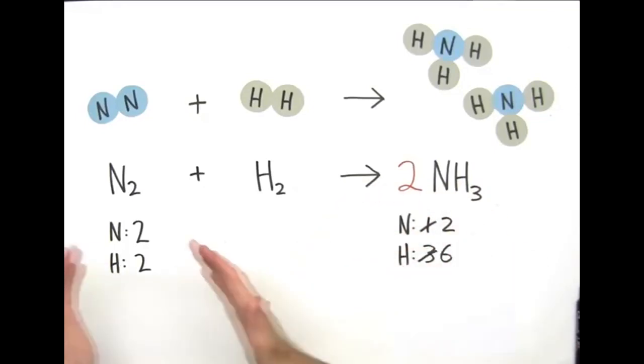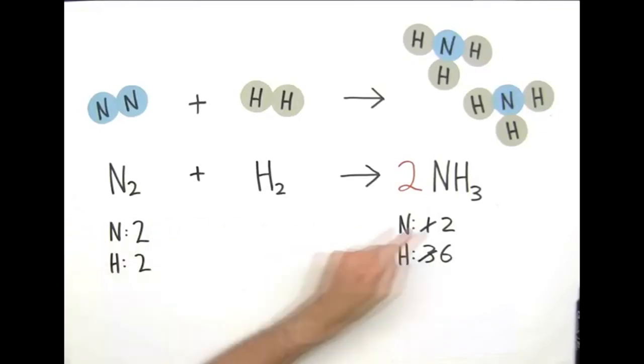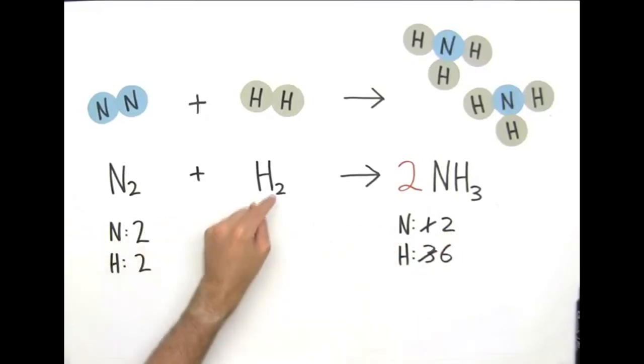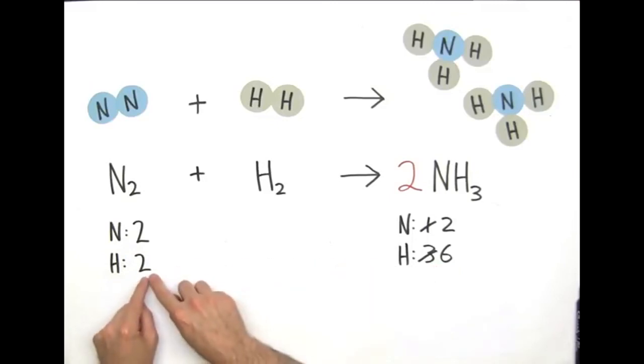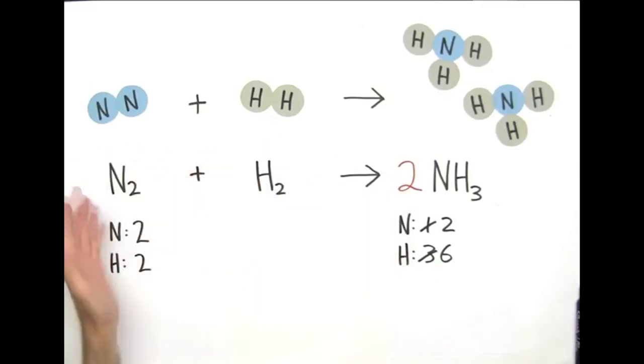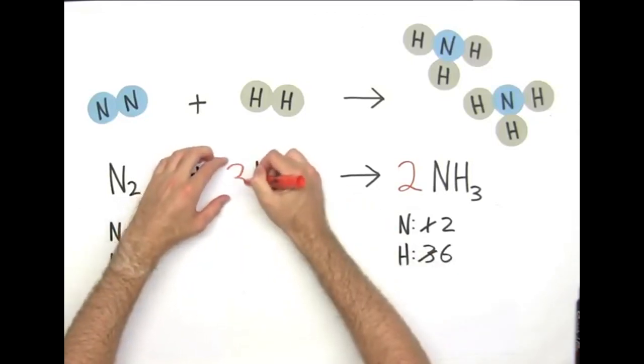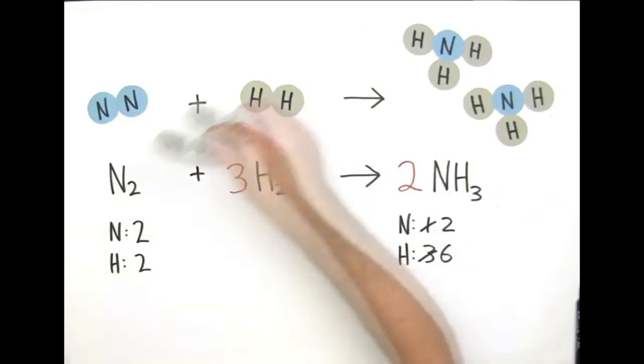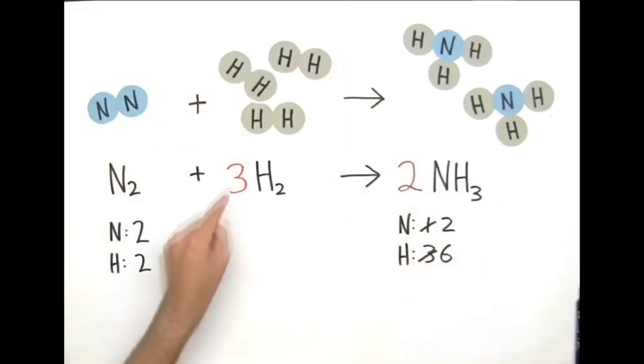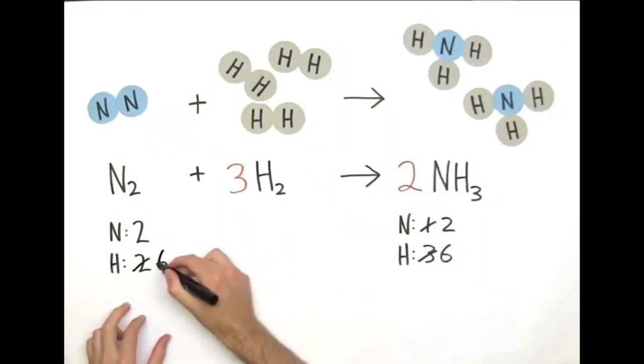Now that kind of changed these numbers, so let's look at what's going on over here. Okay, so now the nitrogens balance, but now the hydrogens don't balance. I have 6 here, and I have 2 here. Okay, so what could I multiply something by here to fix the hydrogens? Well, I have 2 right now, I want 6. So I could put a 3 in front of this. It would look like this in our visual. Now we have 2 more hydrogens, and that gives us 3 times 2, 6 hydrogens here.